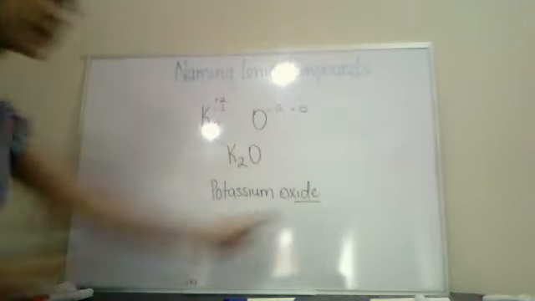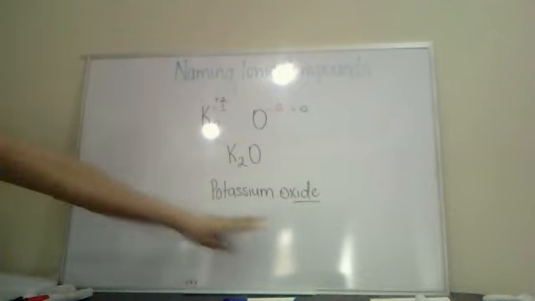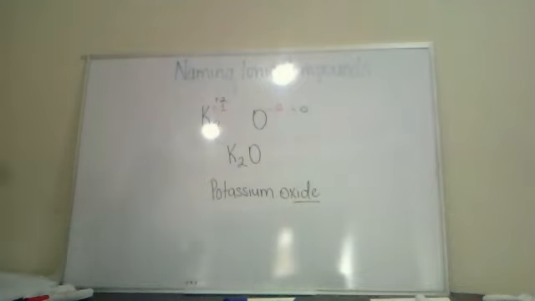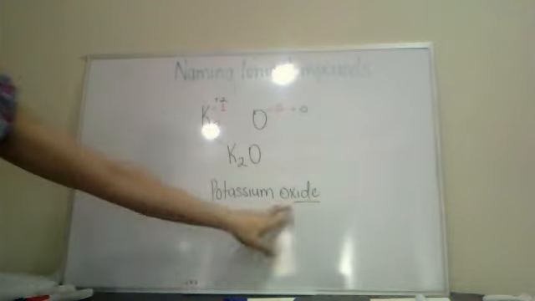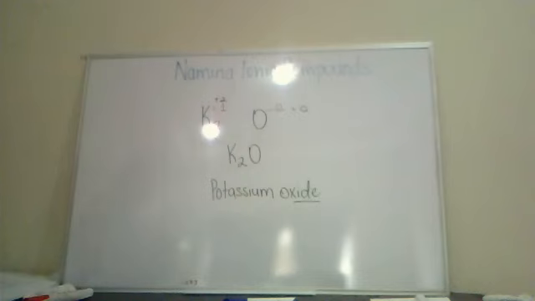All right, this is how you call oxygen. It's not oxygenide, okay? It's oxide. Because the rest of them we just change the last letters, and in oxygen we change most of it, okay? So it's potassium oxide.